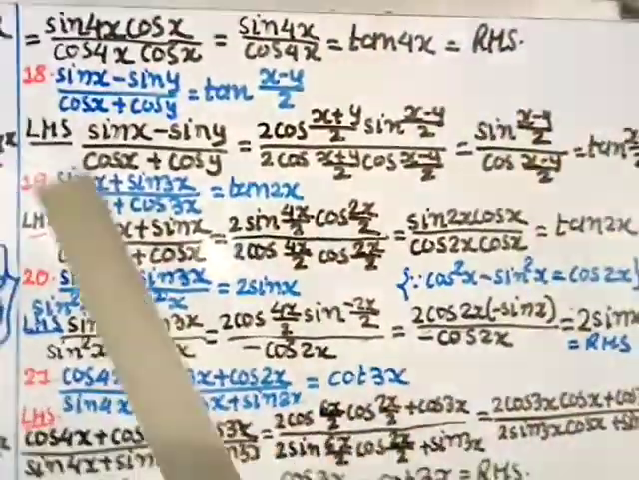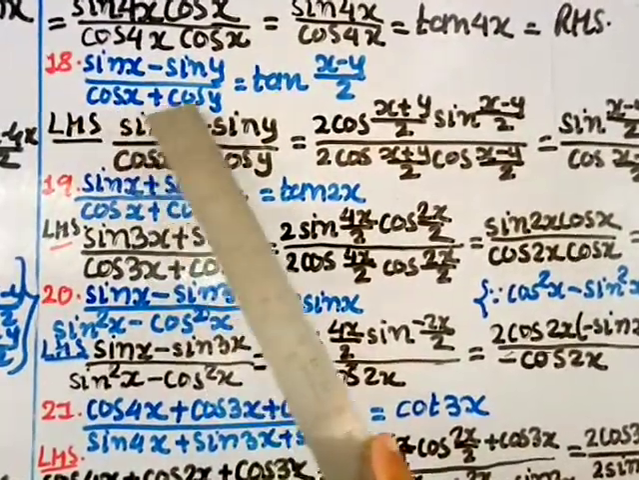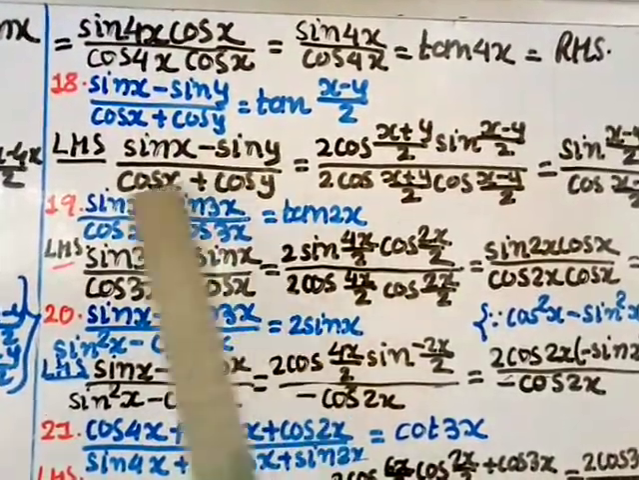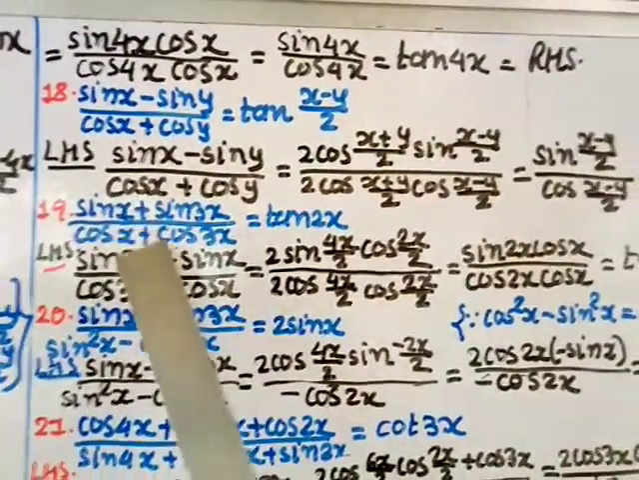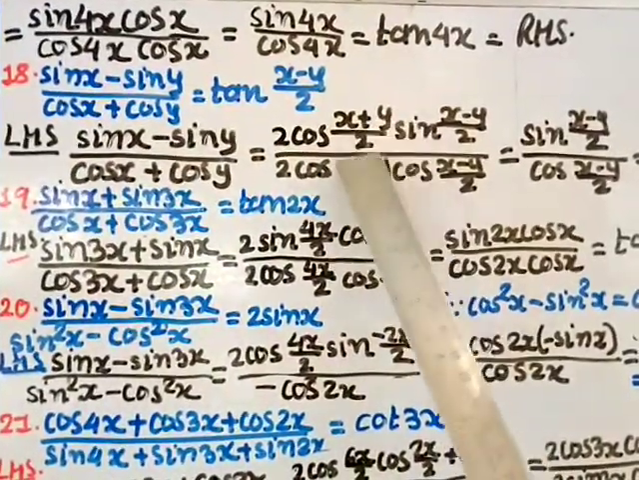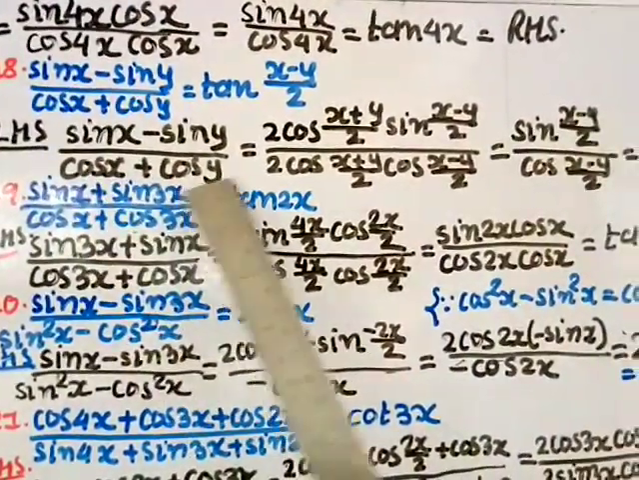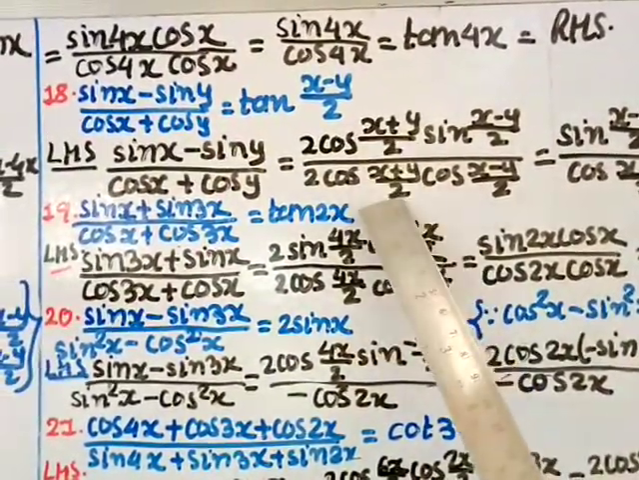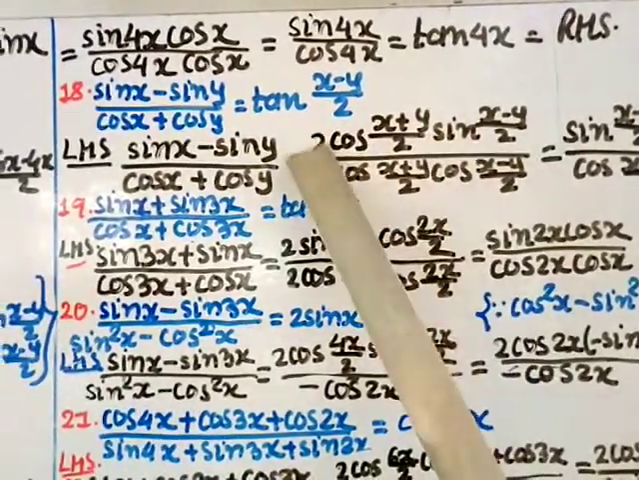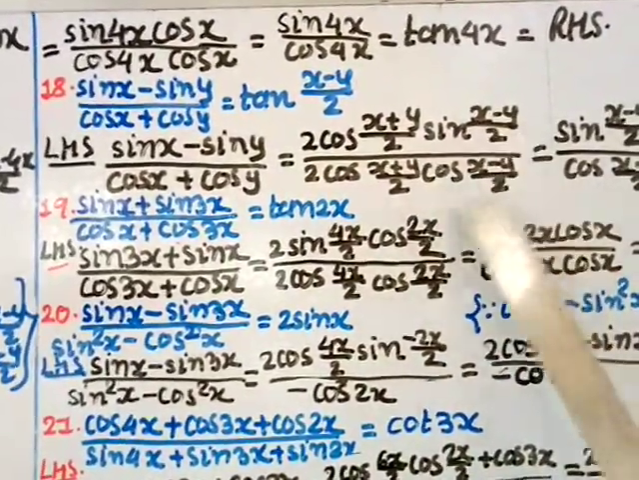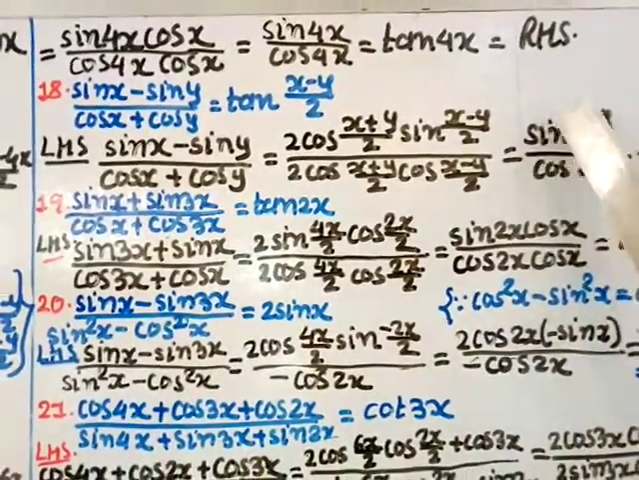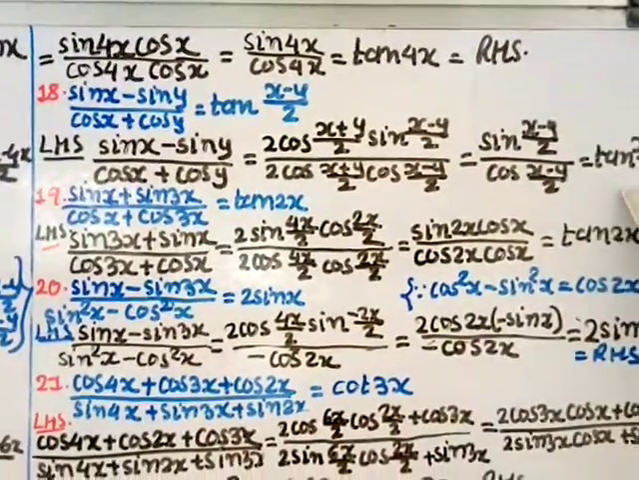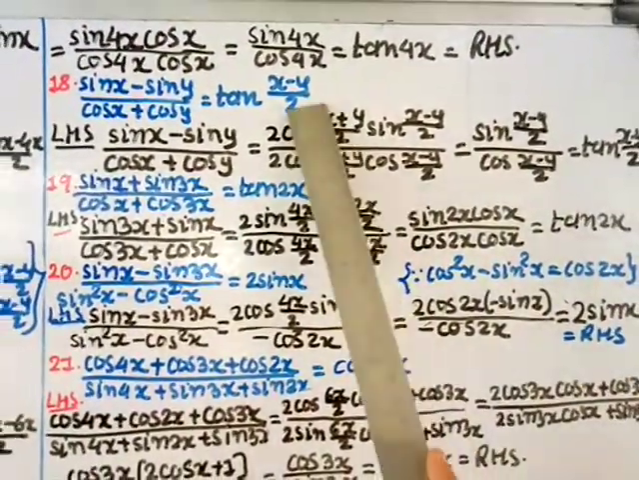Question number 18. (sin x minus sin y) divided by (cos x plus cos y) equal to tan((x minus y)/2). Left hand side, sin x minus sin y divided by cos x plus cos y. Direct result. So directly I'll use 2 cos((x+y)/2) sin((x−y)/2), and cos plus cos is 2 cos((x+y)/2) cos((x−y)/2). So cos((x+y)/2) cuts, and 2 also cuts. Only sin((x−y)/2) over cos((x−y)/2) remains, the angle is same but this is sin and cos, and this gives you tan((x−y)/2), which is your right hand side. So hence proved.